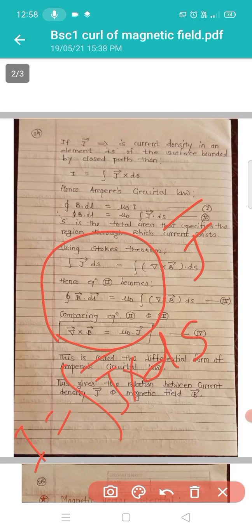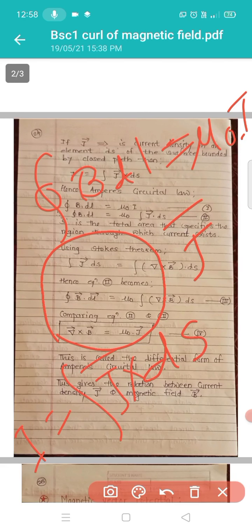Hence what is Ampere's circuital law? Ampere's circuital law gives the line integral of magnetic field around any closed path in free space as equal to the absolute permeability times the net steady current enclosed by the path. That is, the line integral of B dot dl is equal to mu naught I. This is Ampere's circuital law.